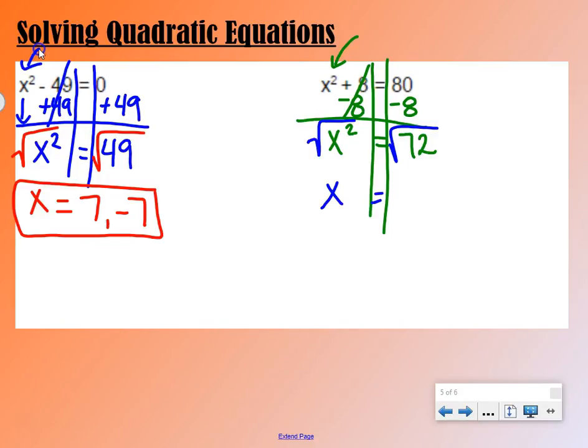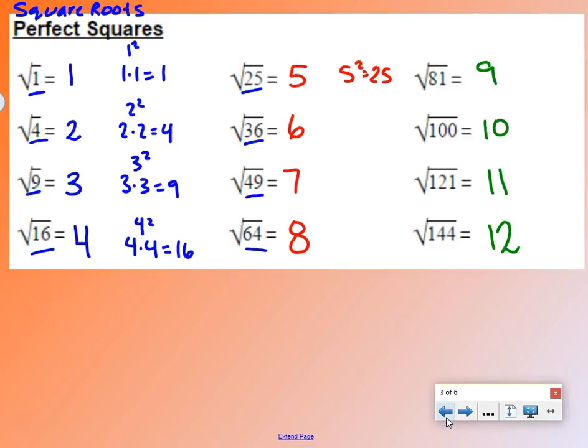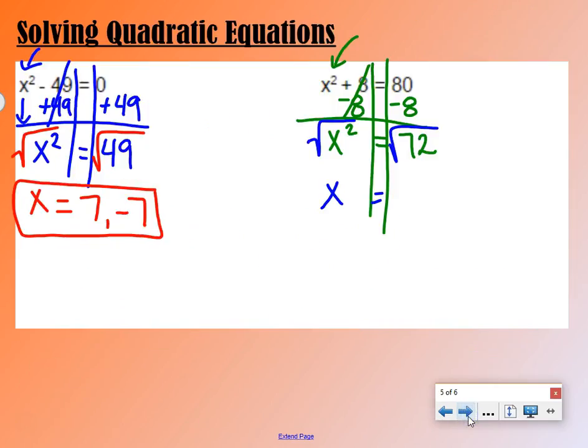Is that a perfect square? If we look at our chart, do we see 72 anywhere? I see 49, 64, 81, 100, 121, but no 72. So x equals the square root of 72. We want to do another decimal approximation.